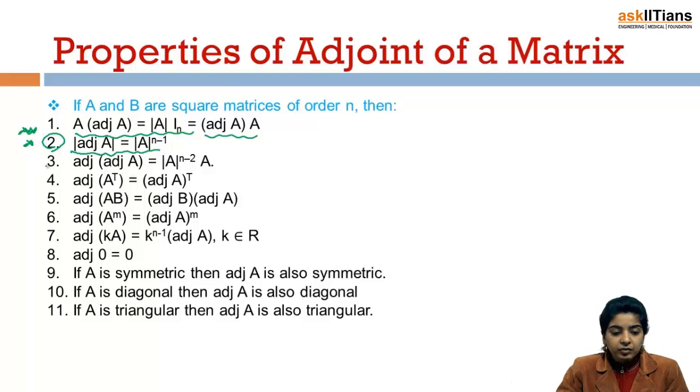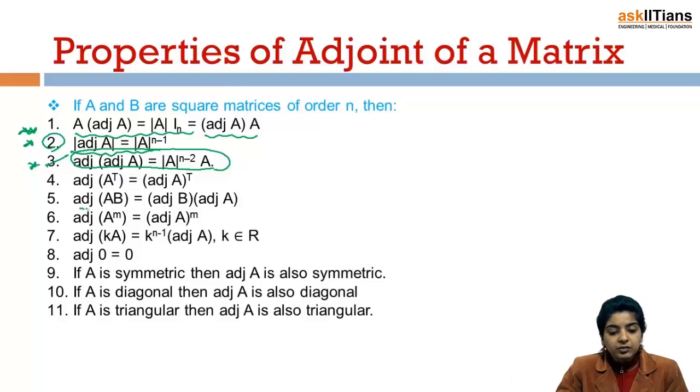Similarly, this property is important. Adjoint of adjoint of A is equal to determinant of A raised to n minus 2 into A. This is generally used in questions. You can expect questions based on this property. Then we have adjoint of A transpose is equal to adjoint A whole transpose. So whether you find out the adjoint of transpose of a matrix or you find out the transpose of adjoint of a matrix, both the quantities will turn out to be equal.